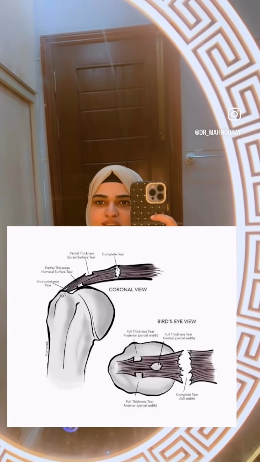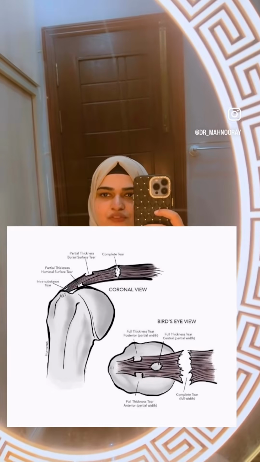The third is the partial tear, in which the tendon is damaged but not completely. The next one is the full thickness tear, in which the tendon is completely detached from the bone.